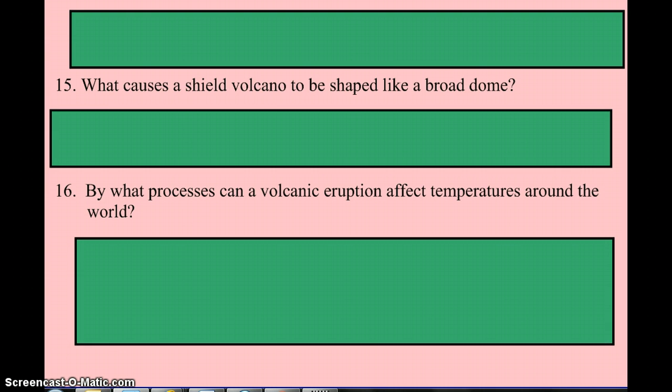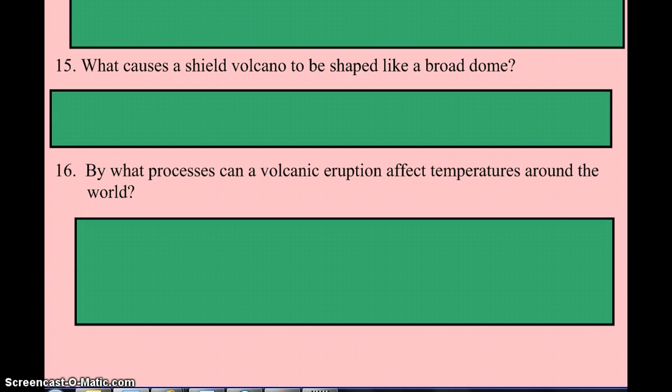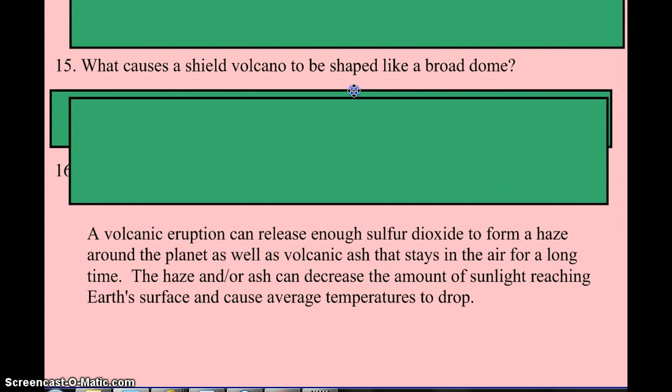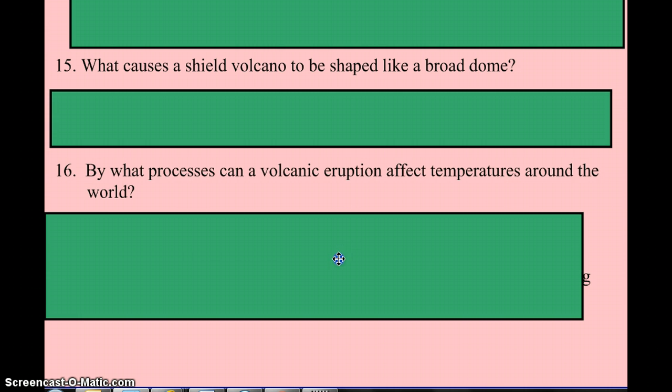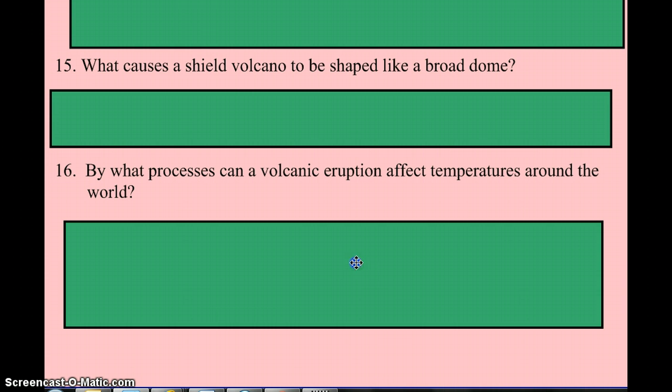And the last one: by what process can a volcanic eruption affect temperatures around the world? Well, if you think about it, volcanoes erupt, they put sulfur dioxide in the air, which makes a haze that keeps the ash in the air for a long time. That haze decreases the amount of sunlight reaching the Earth's surface, which will eventually cause the temperatures to drop across the planet.